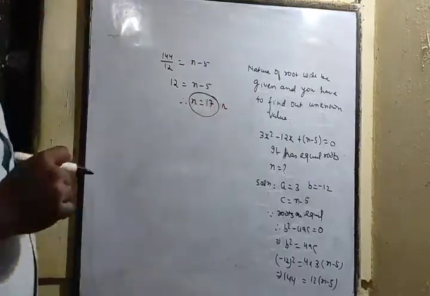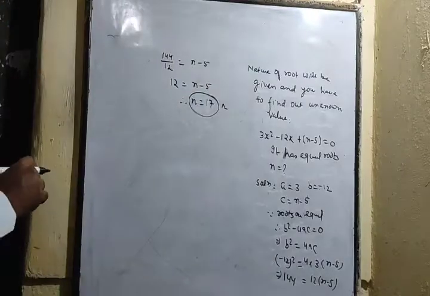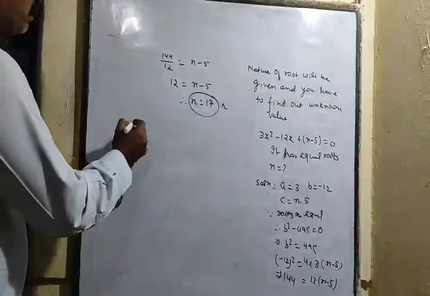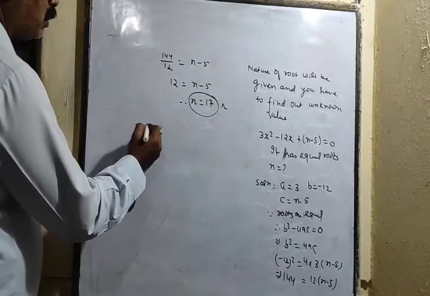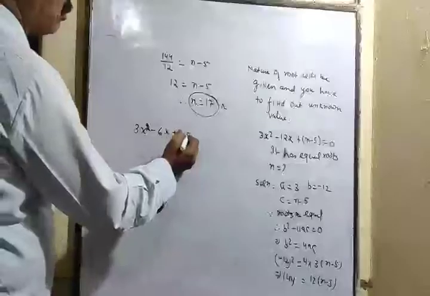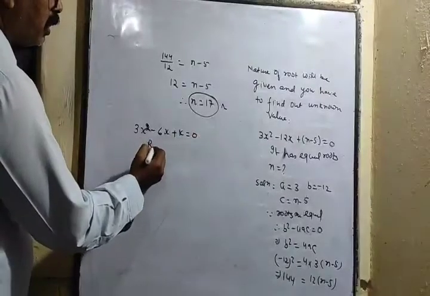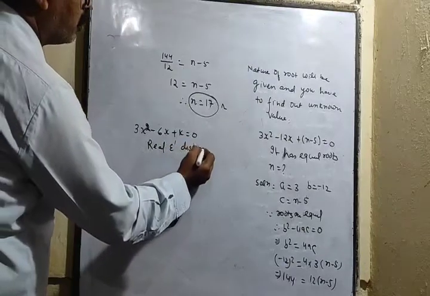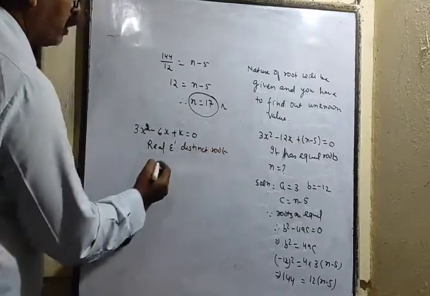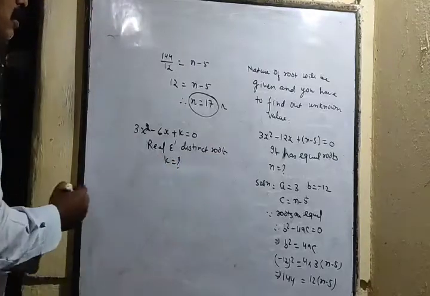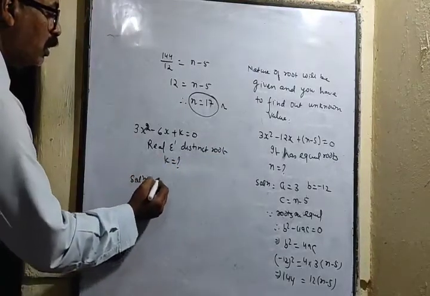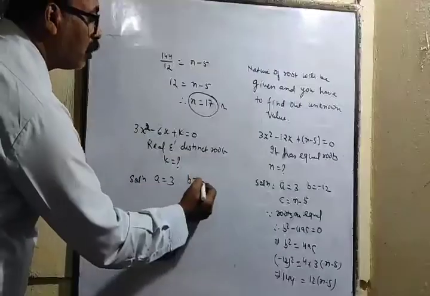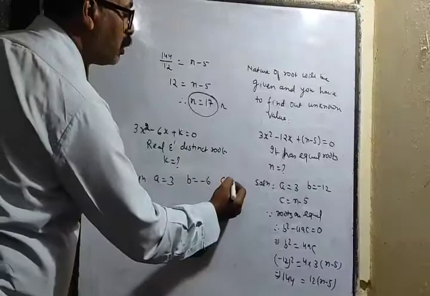Next type of sum can be where roots condition will be given and you have to find two unknown value or one. Like one question is given 3x square minus 6x plus k is equal to 0, and it has real and distinct root. And you have to find out k is equal to how much. So same way you will write in solution set how much is the value of a. Here it is 3. How much is the value of b, that is equal to minus 6, and how much is the value of c, that is equal to k.